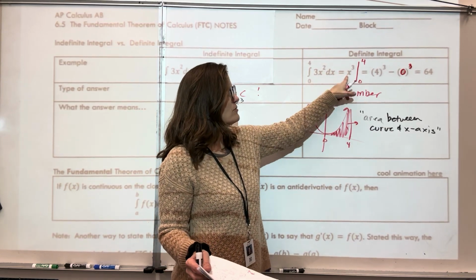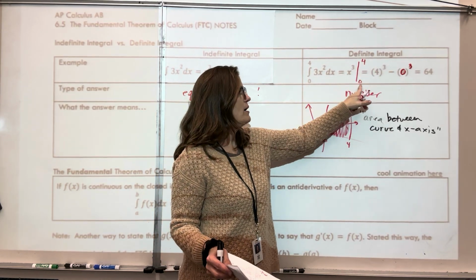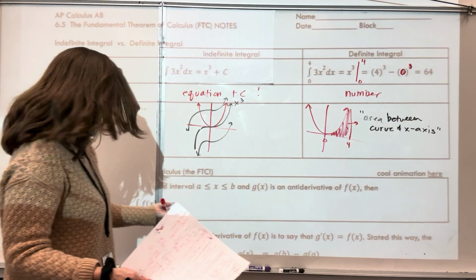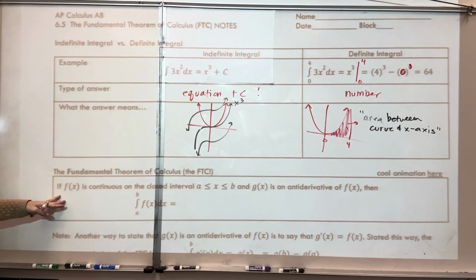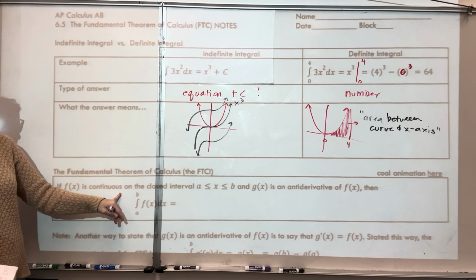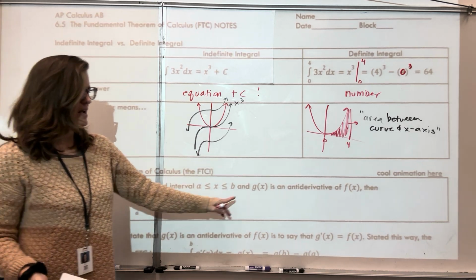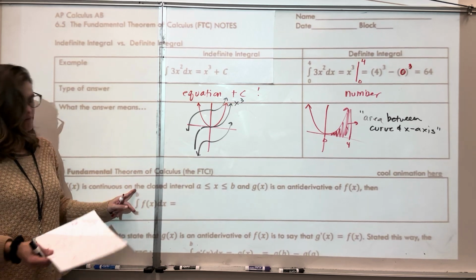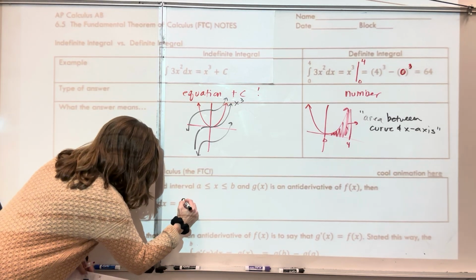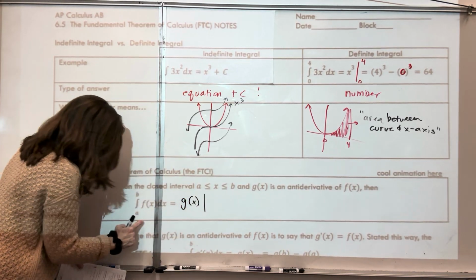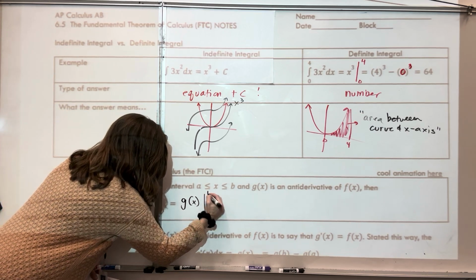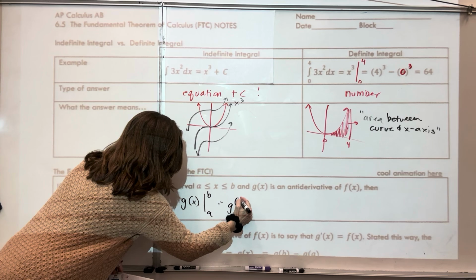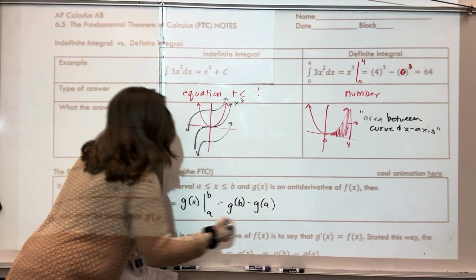So where you take the antiderivative, right? And then you're going to evaluate from 0 to 4, and then plug in the top thing minus plugging in the bottom thing. That's what the fundamental theorem of calculus says. So in order to find a definite integral, as long as the function is continuous on the closed interval from a to b, and g is an antiderivative of f of x, then the integral of f of x dx going from a to b will equal g of x evaluated from a to b, right? And then you're going to plug in the top thing minus plugging in the bottom thing. So you're going to plug in b minus plugging in a.